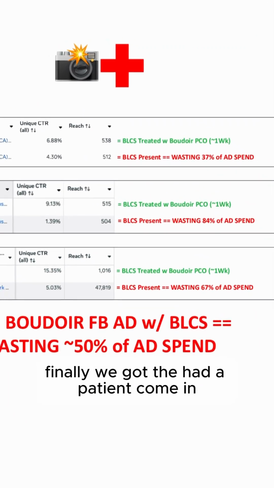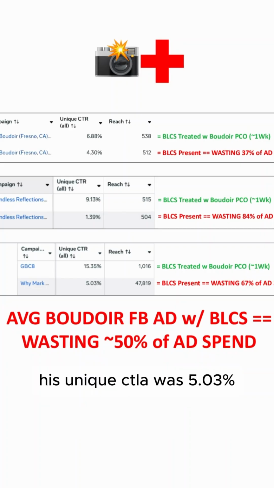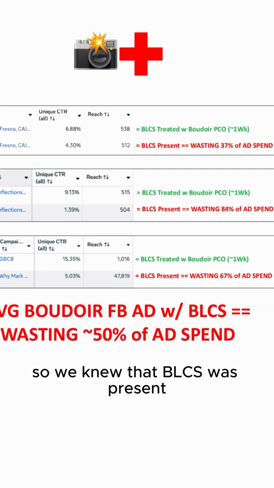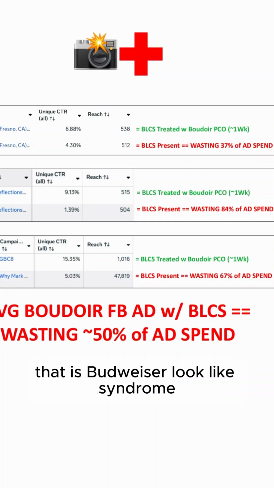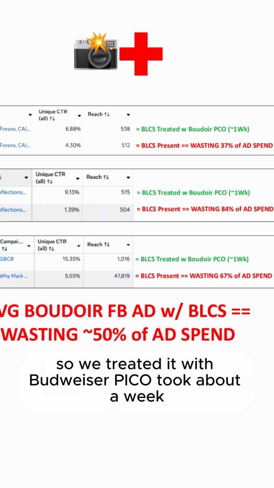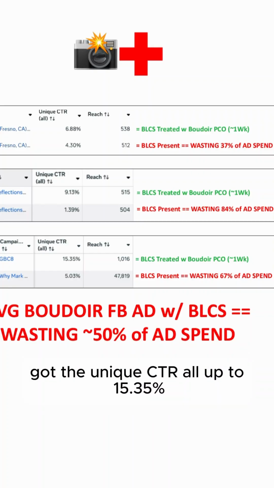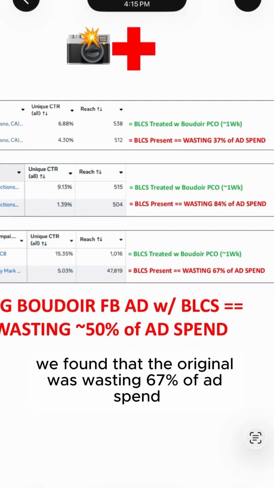Finally, we had a patient come in. His unique CTR was 5.03%, so we knew that BLCS was present. A unique CTR under 6% means BLCS is present. That is Boudoir Low Click Syndrome. So we treated it with Boudoir Pico. It took about a week, and we got the unique CTR up to 15.35%. So we found that the original was wasting 67% of ad spend.